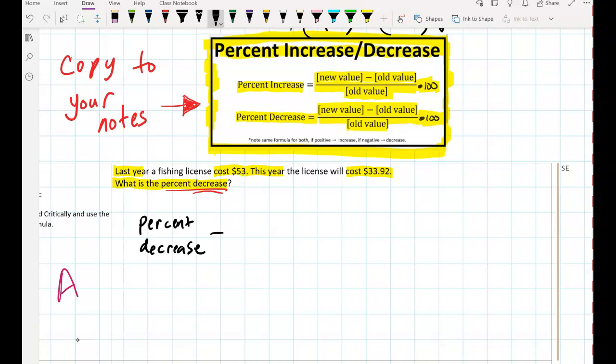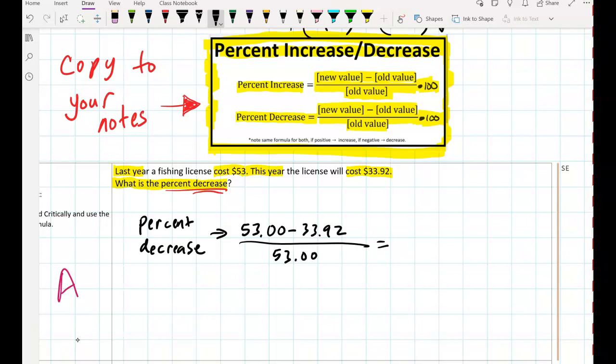Okay, here's how this goes. You ready? We're going to find the difference between $33.92 and $53. So we're going to subtract one from the other. $53 minus $33.92. That's the difference between the two. And we're going to divide that by the original value, which was $53.